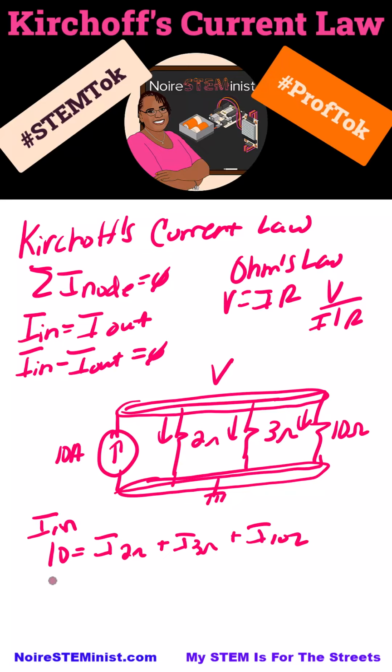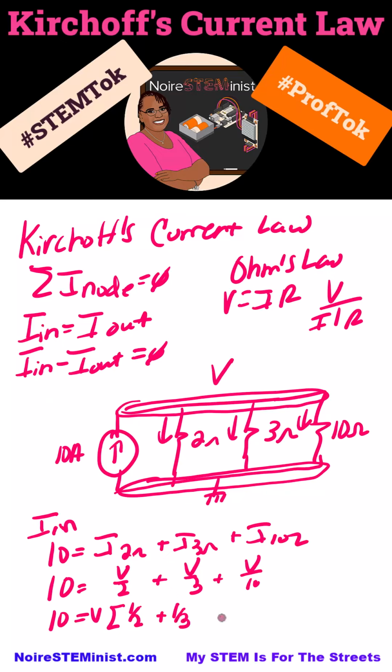Using Ohm's law, I can write that 10 equals V over 2 plus V over 3 plus V over 10. So if I solve for V, I'm going to have 10 equals V times 1/2 plus 1/3 plus 1/10. So V is equal to 10.714 volts.